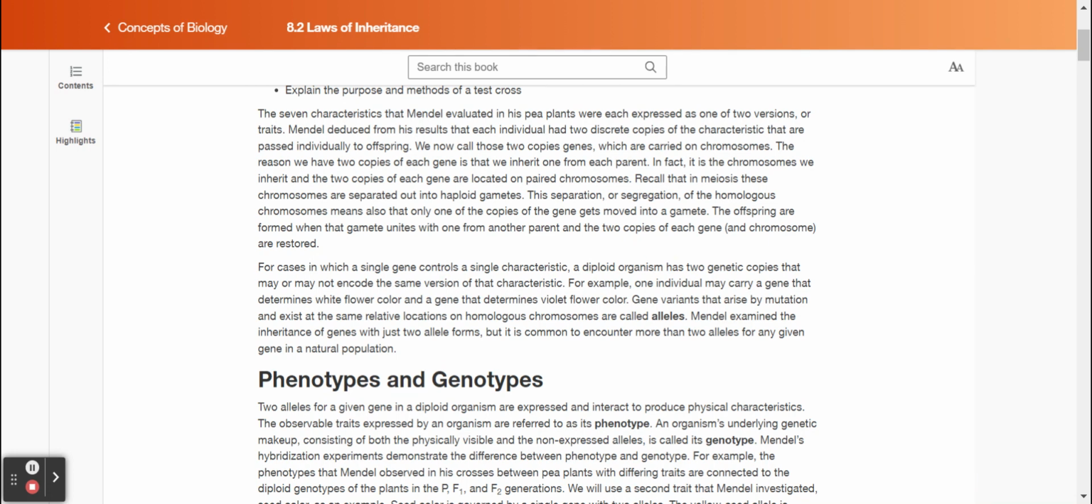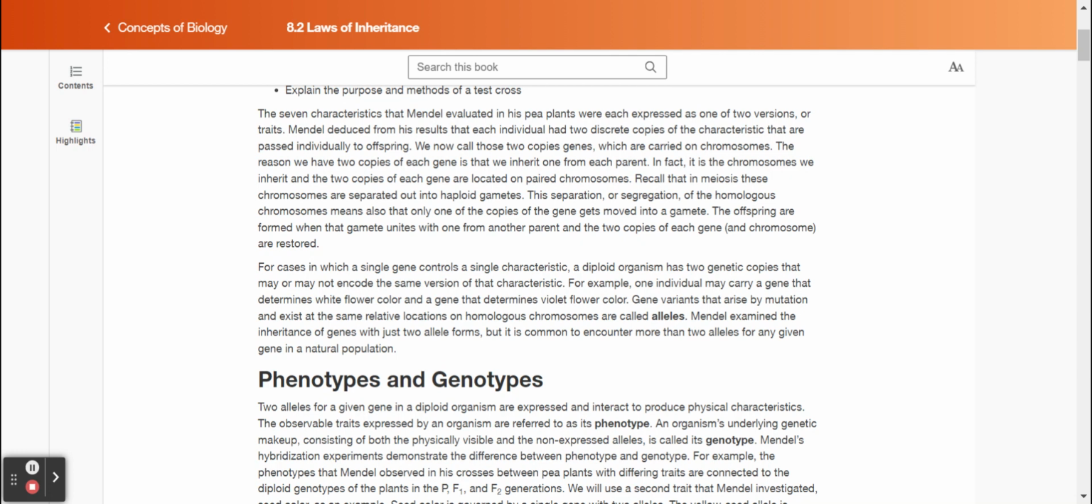Recall that in meiosis, these chromosomes are separated out into haploid gametes. This separation, or segregation, of the homologous chromosomes means also that only one of the copies of the gene gets moved into a gamete. The offspring are formed when that gamete unites with one from another parent, and the 2 copies of each gene and chromosome are restored.